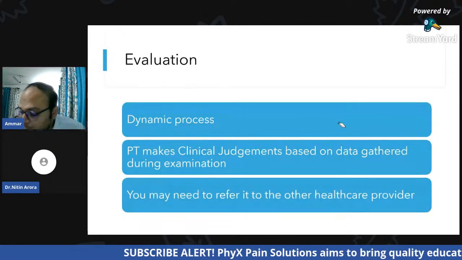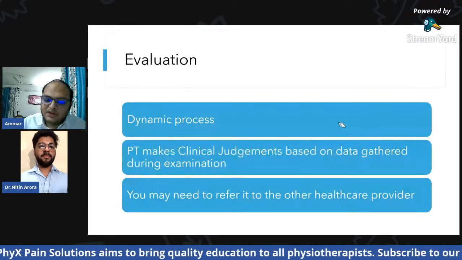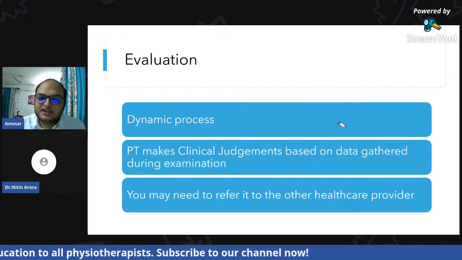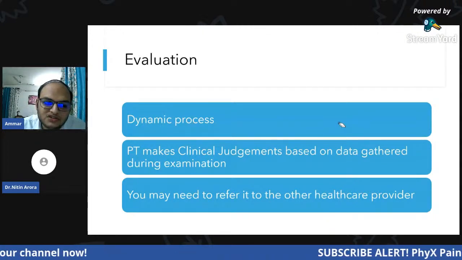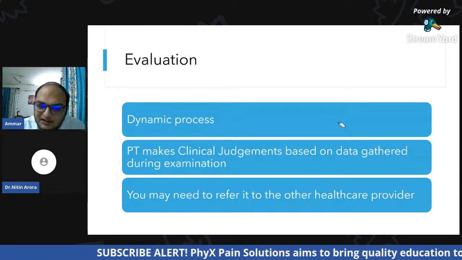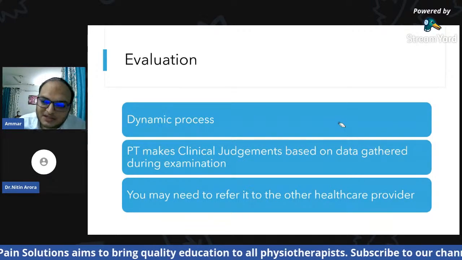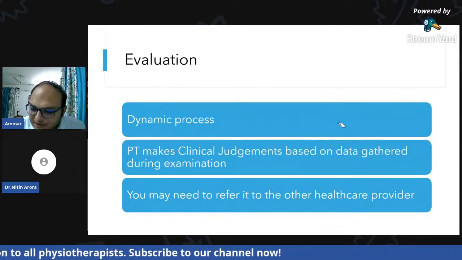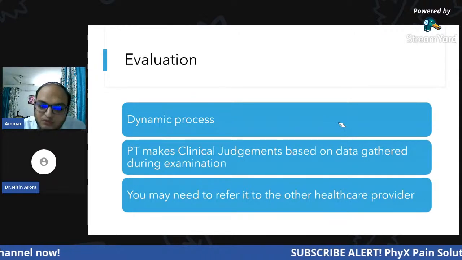Now evaluation. Someone had already said that we should know the difference between evaluation and examination. So the biggest difference between evaluation and examination is, evaluation is the clinical reasoning process. Examination is just collection of data. Okay, understood? Examination is we are collecting data, evaluation is we are making sense of that data. Or, I'm a researcher, so I'm saying data. Actually, we should say patient information.